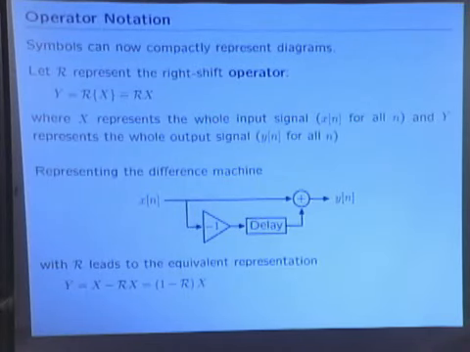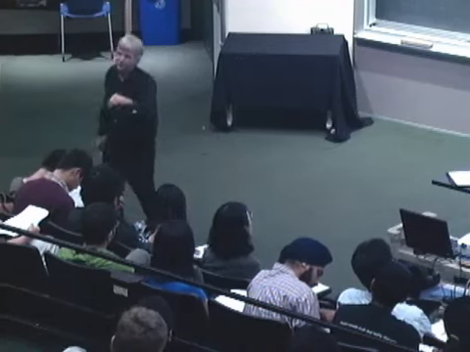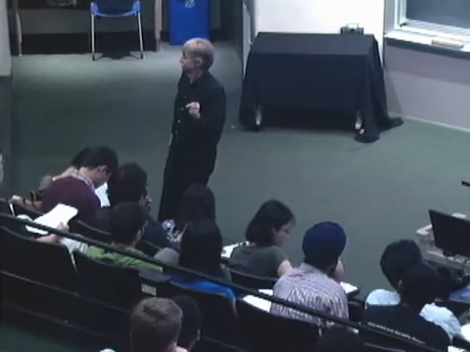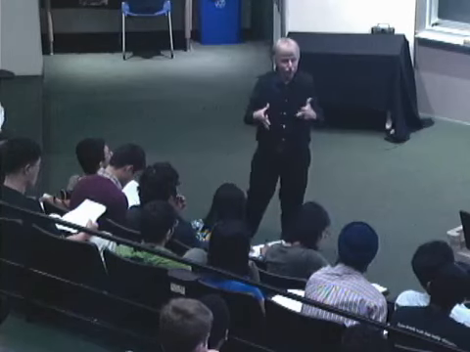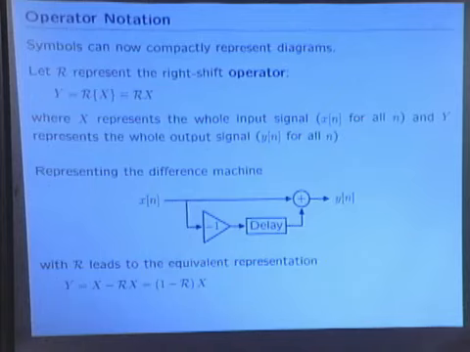And that leads us then to a concise representation similar to the difference equation, but that has the features of the block diagram because it's imperative. R operating on X tells me start with X and apply R to it. There's a direction. R applied to X is imperative. It tells me what to do. So this is a way that I can make a notation that is as concise as difference equations, but has the same imperative feature as a block diagram. So it's an improved notation in that sense.